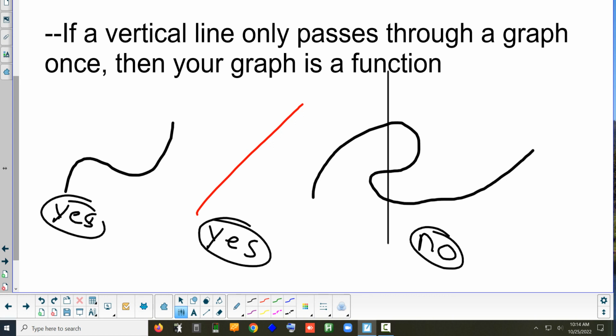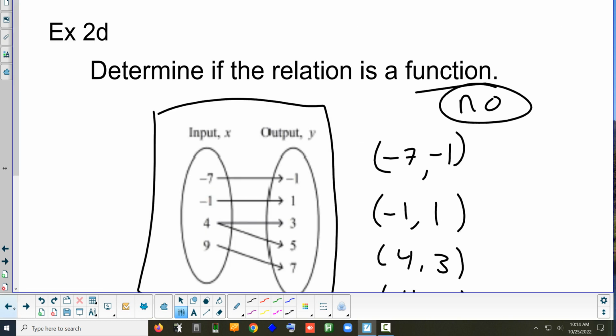So the vertical line test is used to figure out if a picture is a function when you don't have numbers that go with it. With a table, you'll always have numbers. And with a diagram like that, you'll always have numbers.